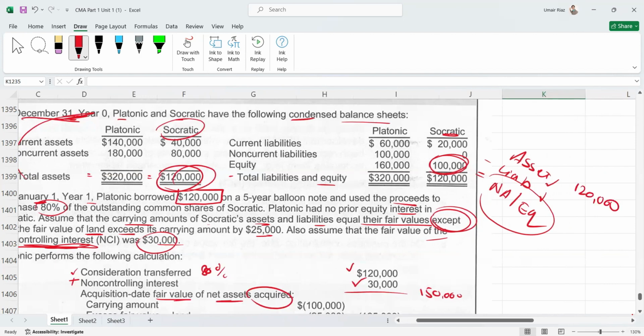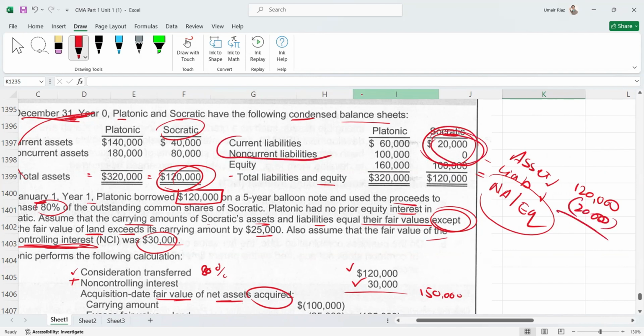120 is the asset. Liability is this one. This one is the liability of S. This section, highlighted section only. 20,000, because this is the liability section, right? So it is 20,000.